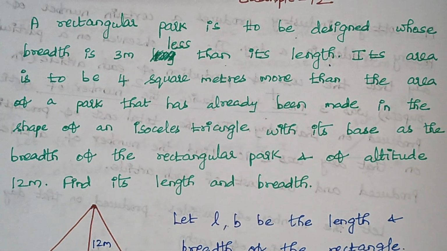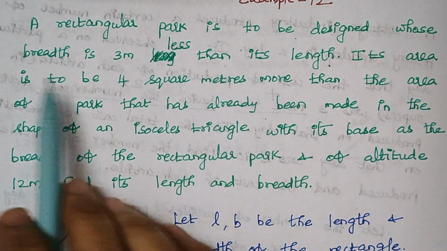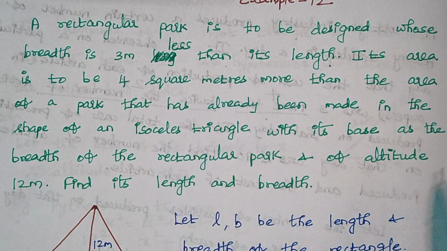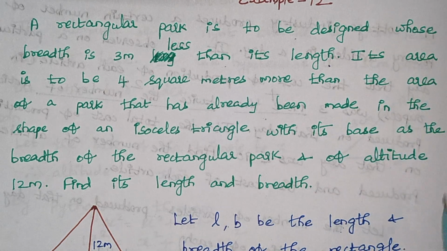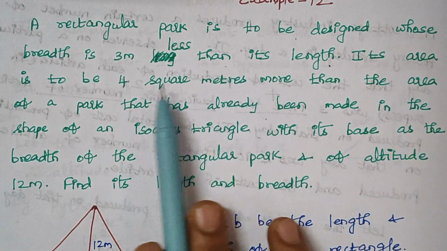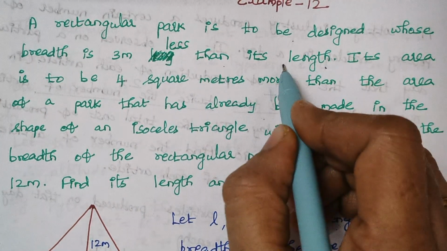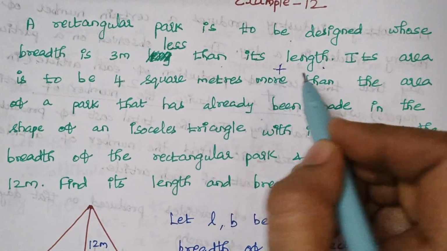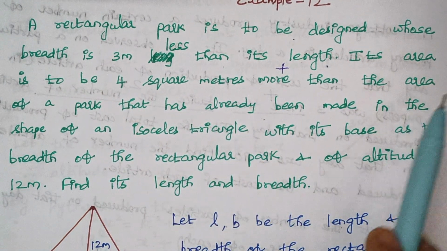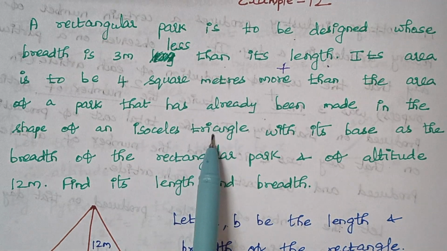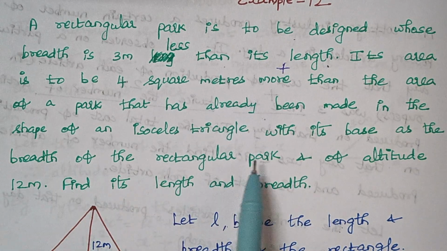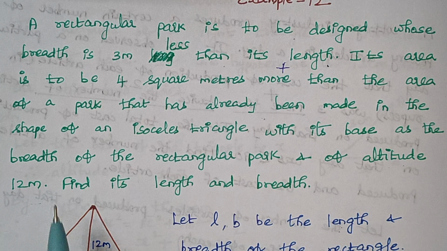So here the thing is its area is to be 4 square meters more than the area of a park. What do you mean by its area? Here it is the area of the rectangle. So the area of the rectangle is 4 square meters more than, and here more than indicates a plus sign, the area of an isosceles triangle whose base is nothing but the breadth of the rectangular park and the height of the triangle is 12 meter.